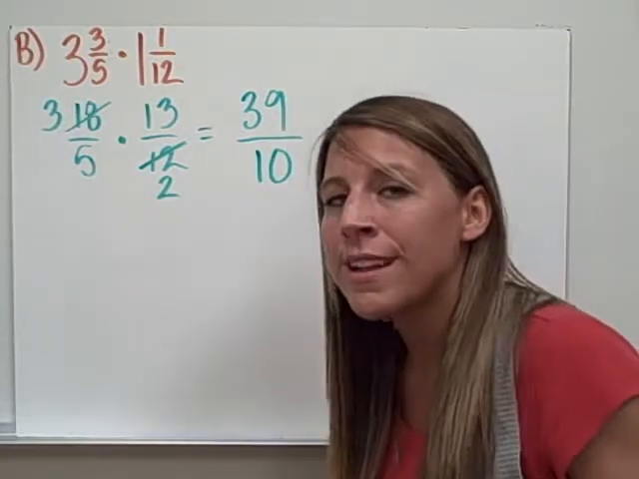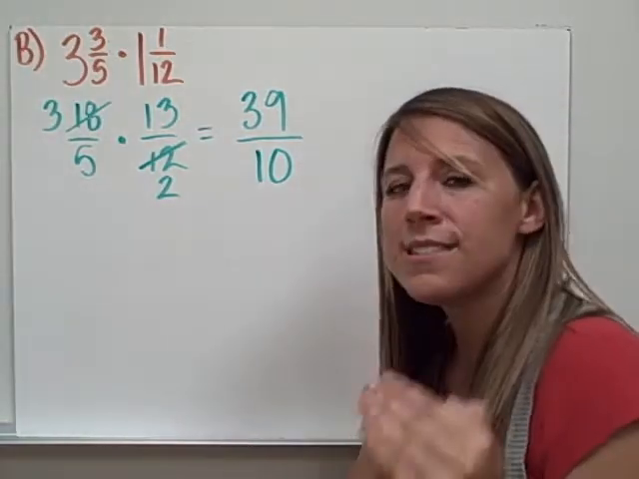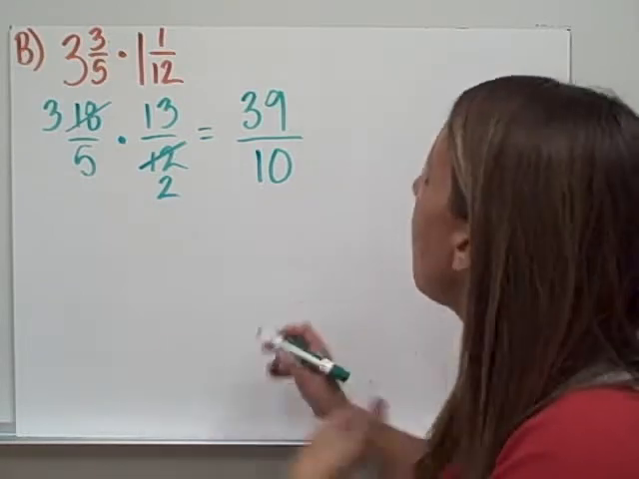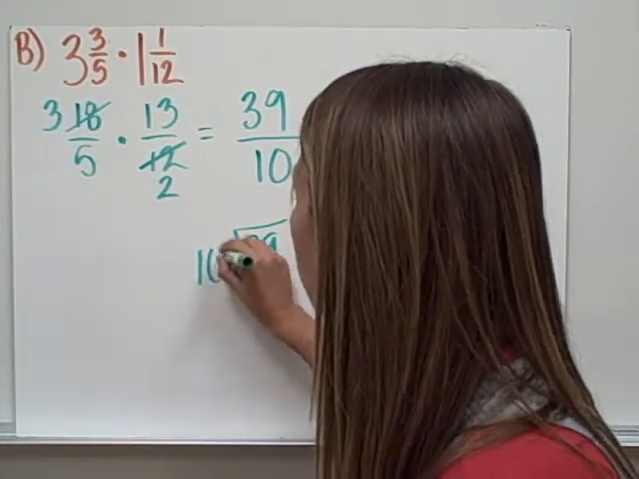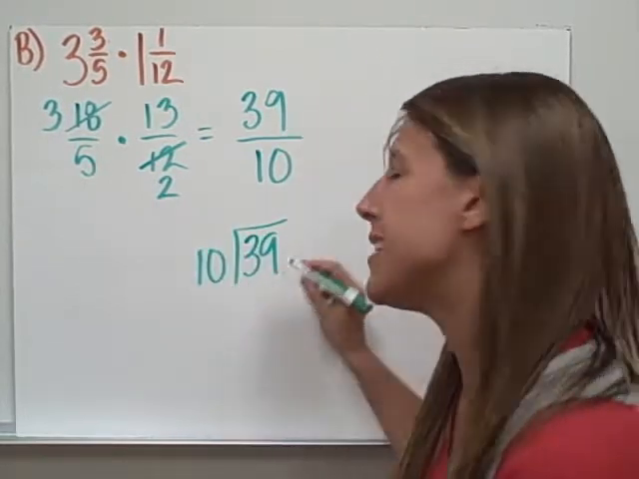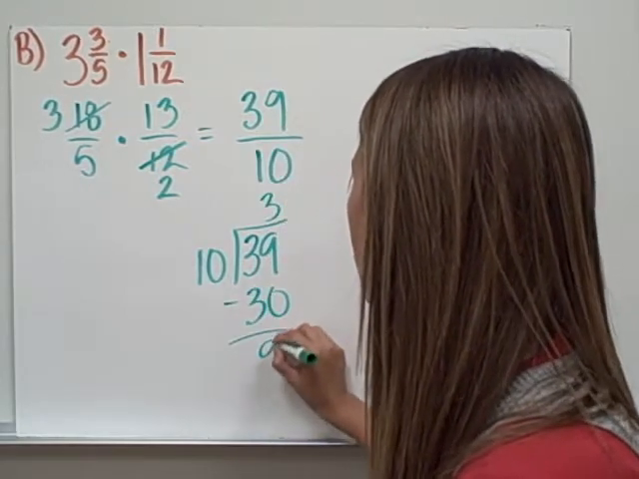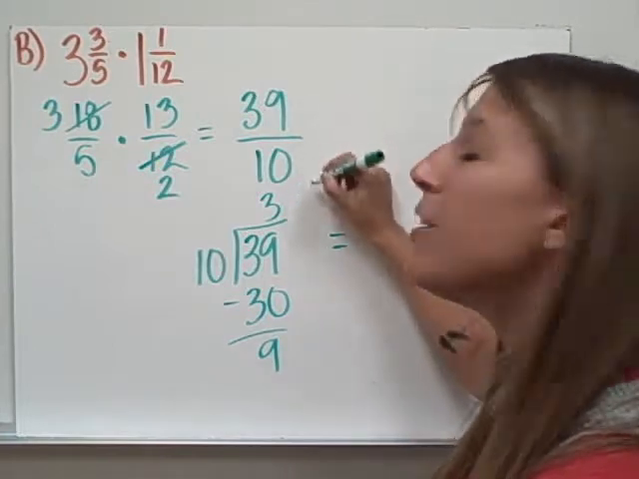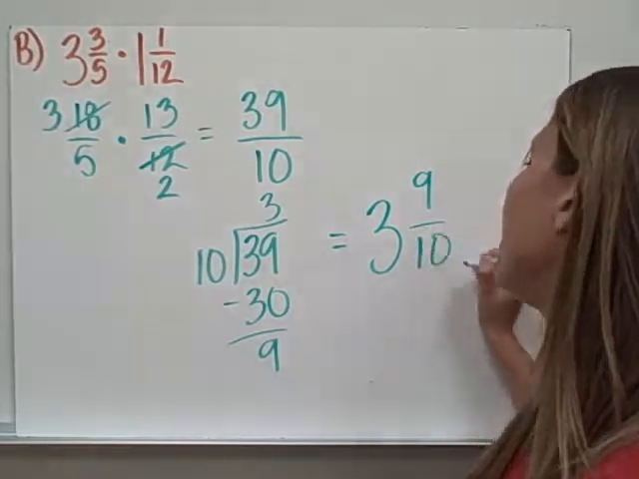39/10 is already simplified, but 39/10 can also be read as 39 divided by 10. So if I wanted to turn this back into a mixed number, I would just say 39 divided by 10. Well, I know 10 goes into 39 3 times. That's going to be 30 with 9 left over. So that's going to be 9/10. So as a mixed number, 39/10 is the same thing as 3 and 9/10.